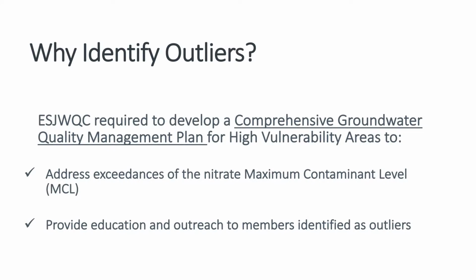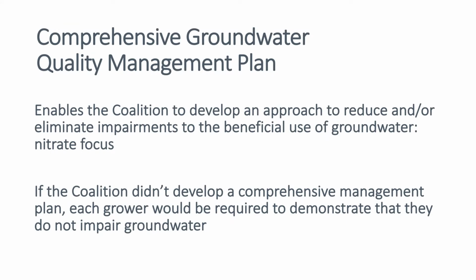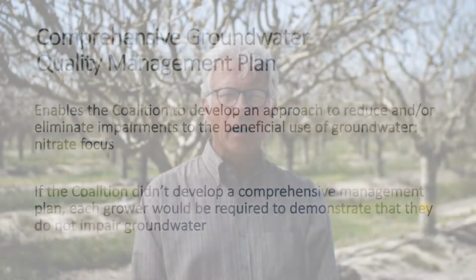So when a parcel is identified as being an outlier, then we are responsible as a coalition to provide additional outreach and education to growers, with the goal of trying to minimize that excess application to a crop. So this comprehensive groundwater quality management plan is something that enables us to develop an approach to deal with these excess applications and eliminate these potential impairments to groundwater.